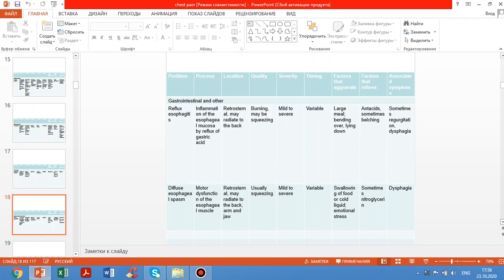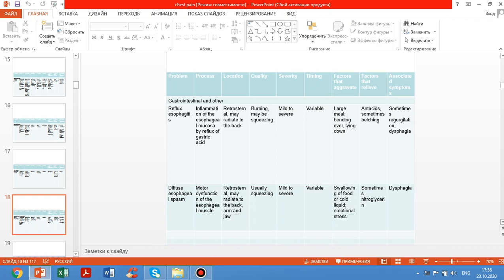Location is retrosternal, may radiate to the back. Quality is burning, maybe squeezing. Severity is mild to severe. Timing is variable. Factors that aggravate are large meal, bending over, lying down. Factors that relieve are antacids, sometimes belching. Accompanied symptoms are sometimes regurgitation, dysphagia.